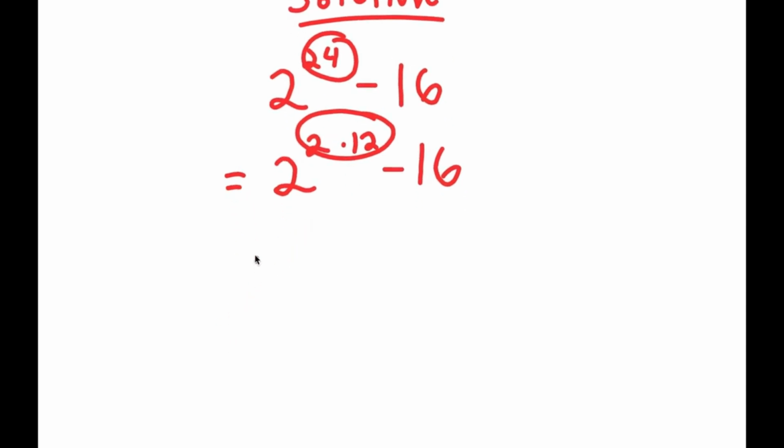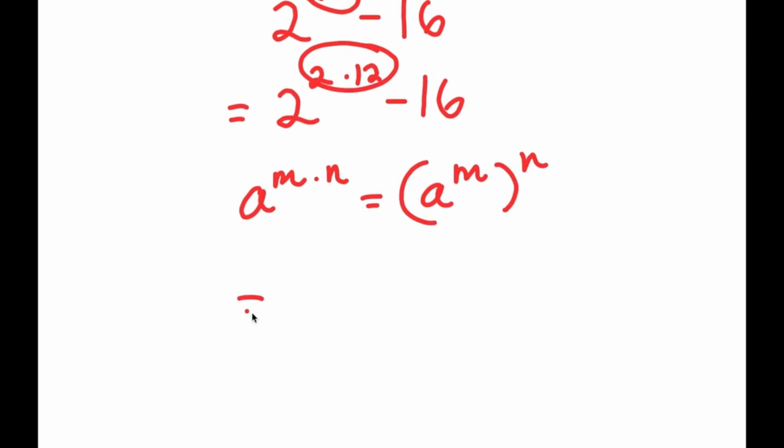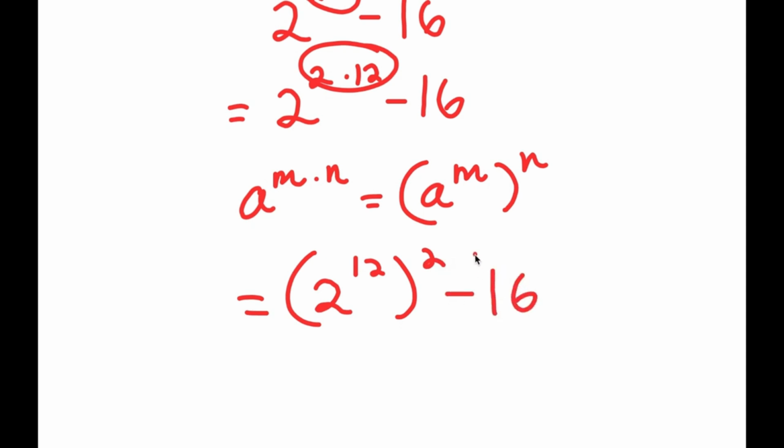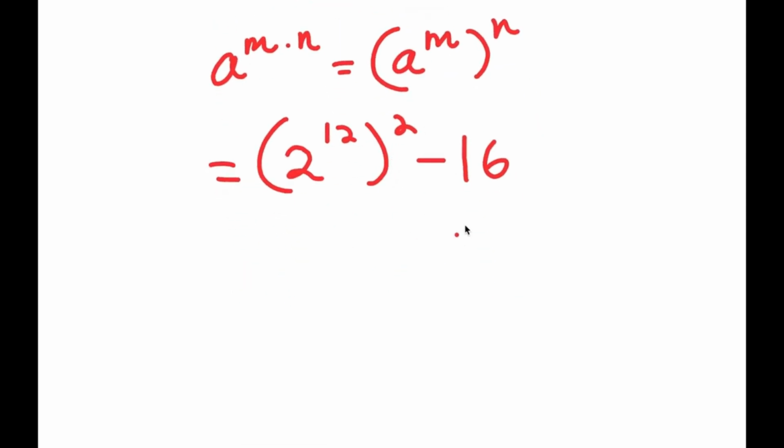Now, if I have something in the form a to the power of m times n, this is equal to a to the power of m, to the power of n. So in this case, we have 2 to the power of 2 times 12. And I can rewrite that as 2 to the power of 12, to the power of 2. And I have this minus 16. And now I'm going to rewrite 16 as 4 squared. So I get 2 to the power of 12, to the power of 2, minus 4 squared.